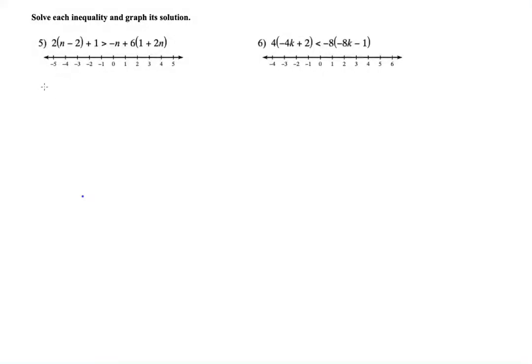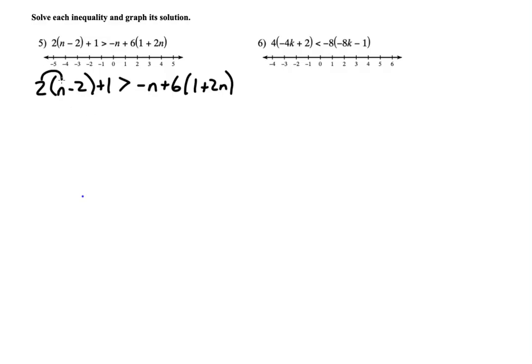Okay, continuing on, I'm just going to rewrite this down here. 2 times n minus 2, plus 1, is greater than negative n plus 6 times 1 plus 2n. All right. In the last couple times we've had numbers multiplying, but we didn't actually have to distribute because we could just divide the whole thing. But on the left side, you'll see we have this plus 1 out here, so I can't divide by 2. And on the right side, we have this thing here, so I can't divide by 6. So I'm just going to have to distribute this whole thing out.